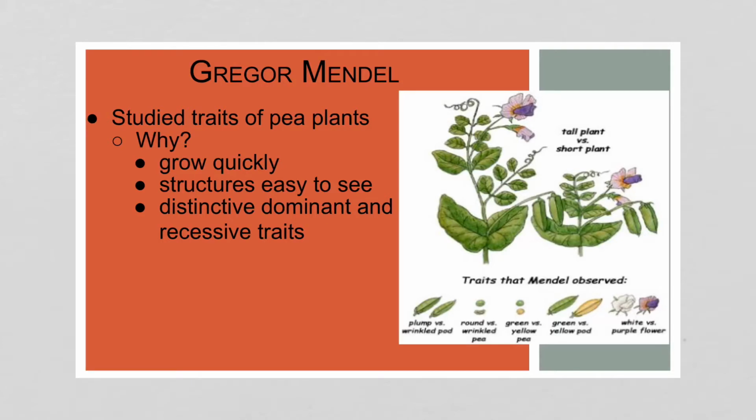Pea plants turned out to be excellent for making this type of discovery because they grow quickly. They have structures that are readily identifiable and observable. It's not like he had to have any fancy equipment in order to see the traits in the pea plants. And they have very distinctive dominant and recessive traits, which means they have what we characterize as a simple inheritance pattern for many of their traits.